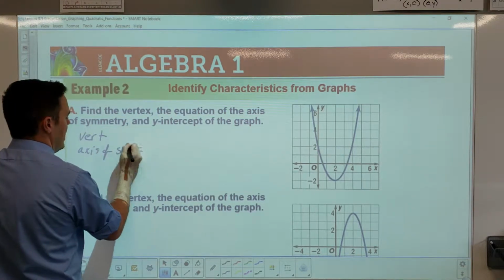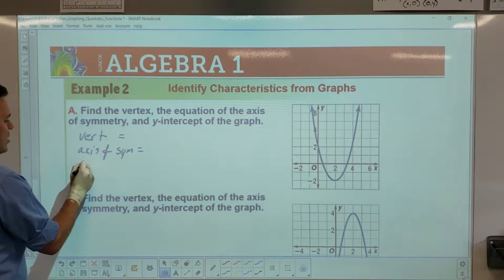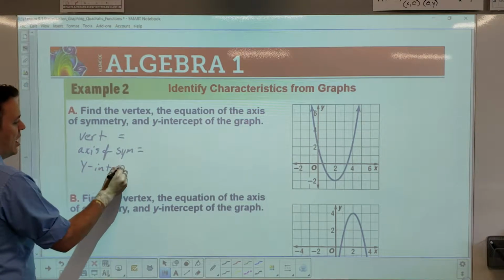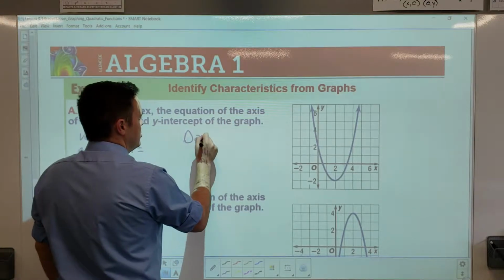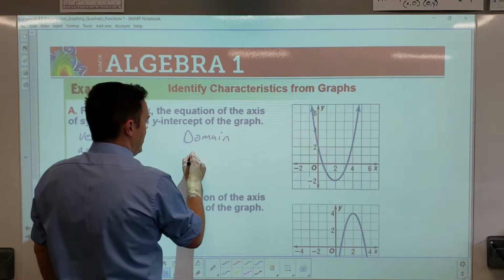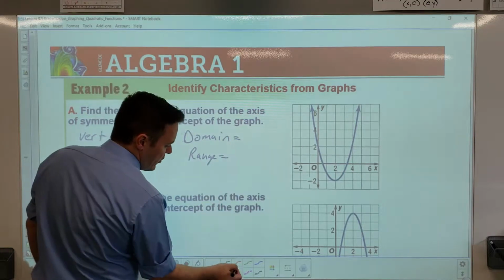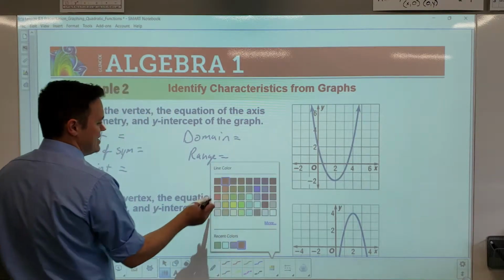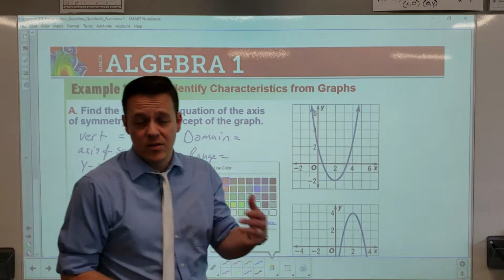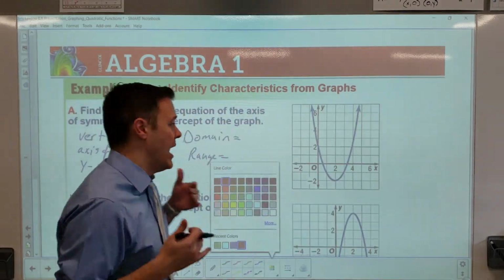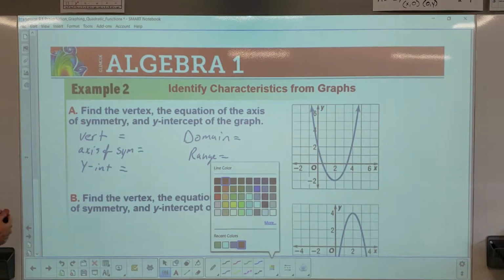So on this, we're going to go vert, we're going to go axis of symmetry. I'm not going to write it all the way out. And then we're going to go y-intercept. I also want you to do domain, and I want you to do range, just so you guys continue to do it. When we took our test, we did poorly on domain and range. I want to make sure we get better at identifying what a domain and what a range is.